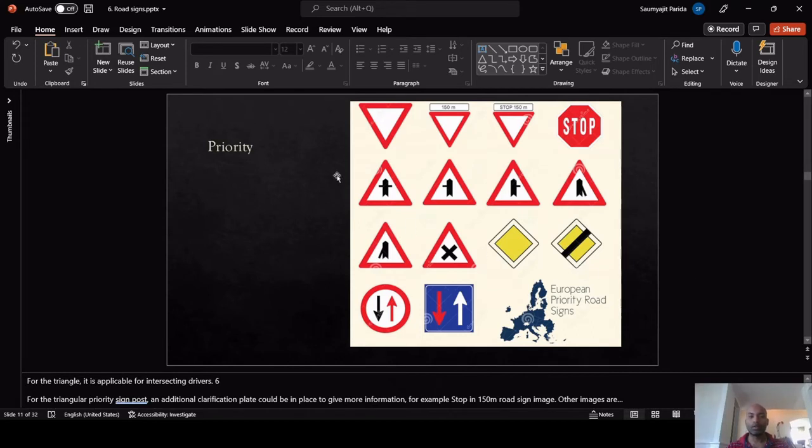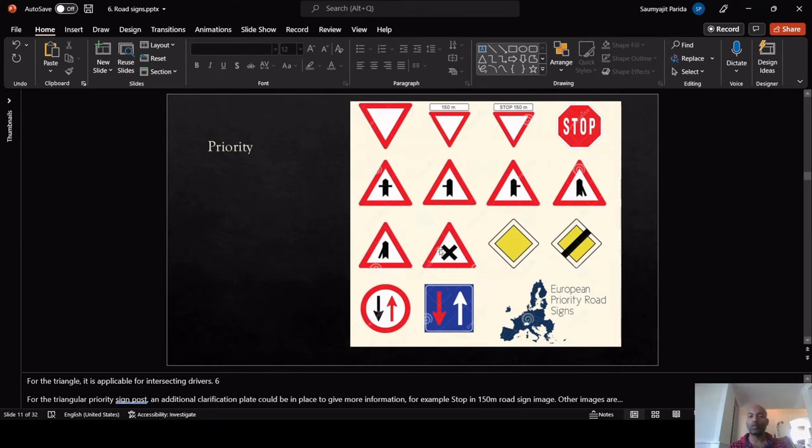Okay, so this slide is dedicated towards priority. For example, this means that I have to be careful and give priority to others. But when I see this sign, I have to stop there, even if there is no one there. If I see this near a junction or near a road, I have to stop at this sign. But here I don't have to stop. I just have to slow down and see, then move.